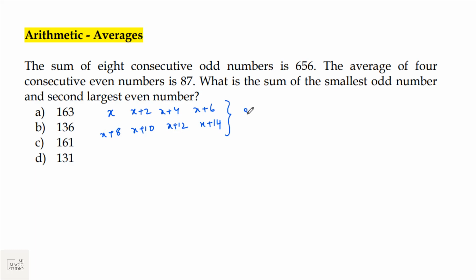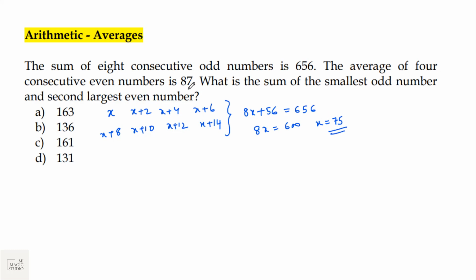So the sum of these 8 numbers is 8x plus 2, 6, 12, 20, 30, 42, 56, which equals 656, as given. That means 8x is 600, so x equals 75.